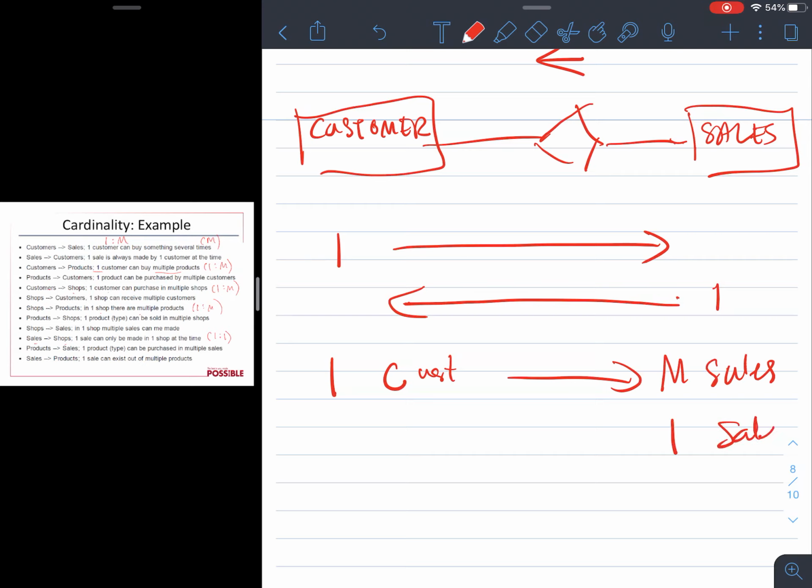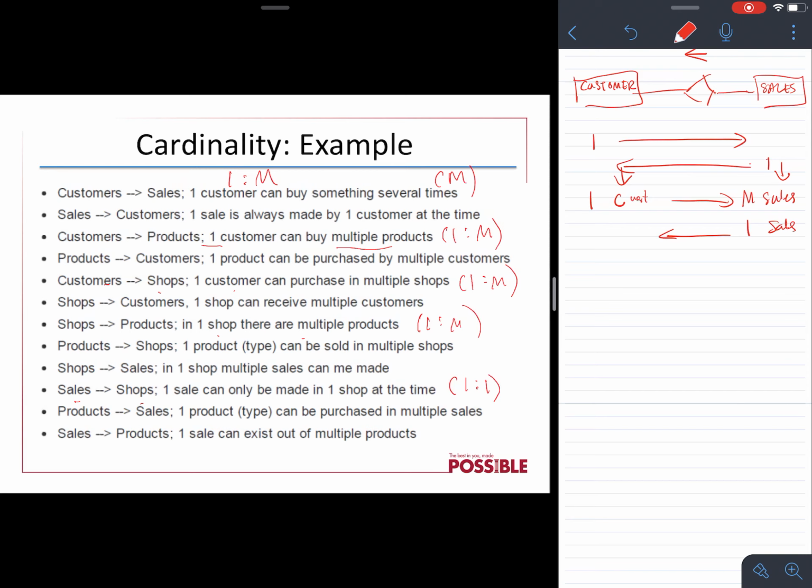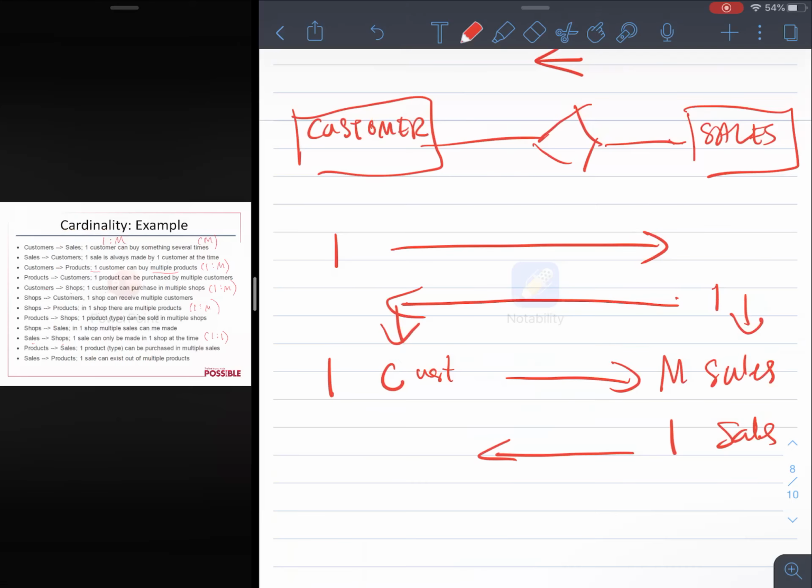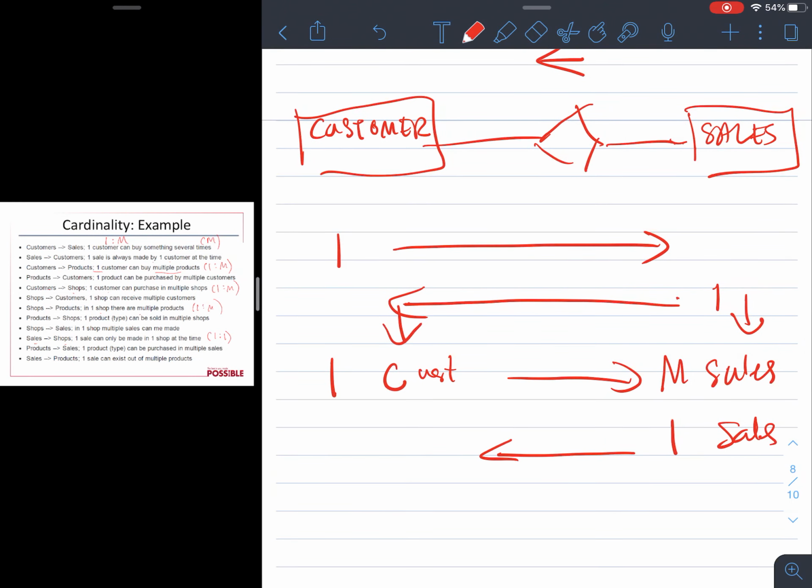One sales. You have to follow this because this area is sales, this left side is customer. One sales can be made by one customer, but you have to add on at one time. At one time, of course, you can only buy one thing, right?